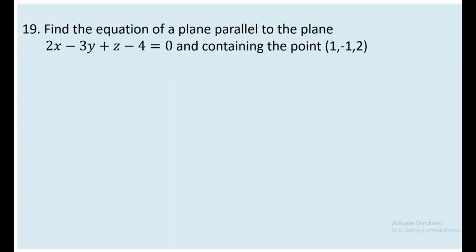Now what comes next is question number 19, students. Here you are asked to find the equation of a plane parallel to the given plane and containing the point (1, -1, 2). So how are you going to find the equation of the plane parallel to the given plane? Basically, the normal vector to the given plane must also be normal to the other, intended plane. If we are given that condition, we can easily obtain the equation of the plane, because one point where the plane is going to pass through is also given.